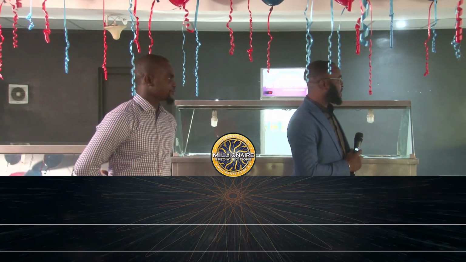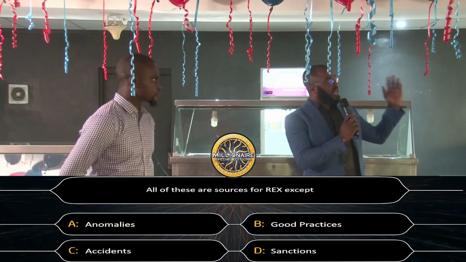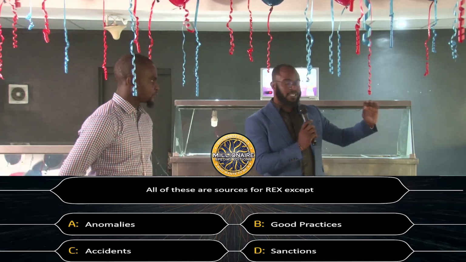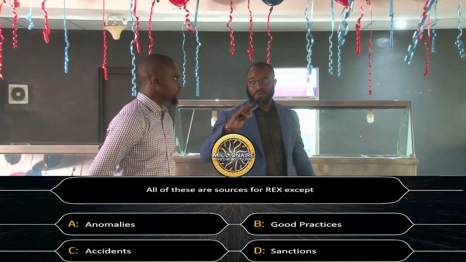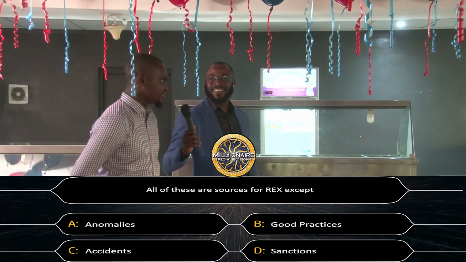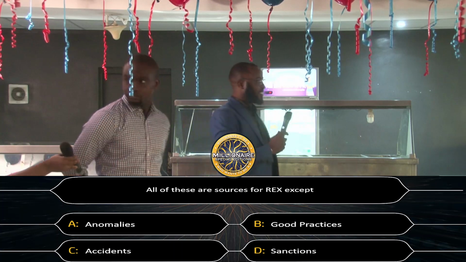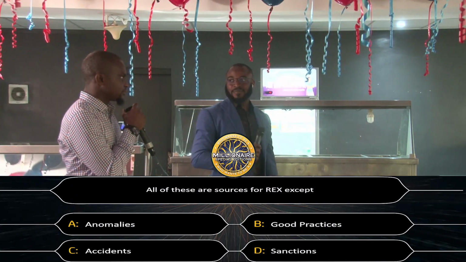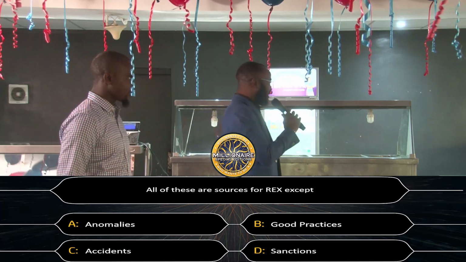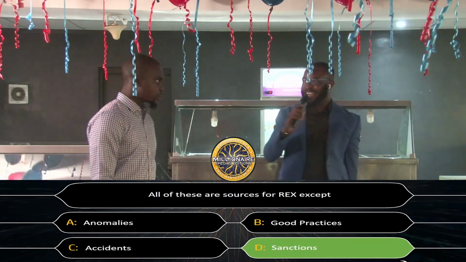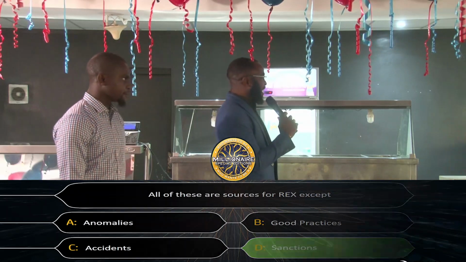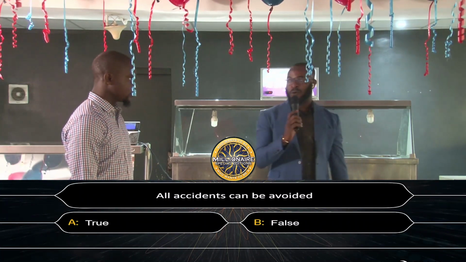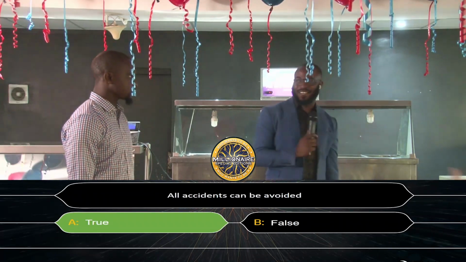All of these are sources of wrecks, except A, anomalies, B, good practices, C, accidents, D, sanctions. Remember, you have a lifeline. Sanction. Is that your final answer? The sanctions. Okay, computer, let's see the final answer. The correct answer. Correct. Congratulations. Next. All accidents can be avoided, true or false? True. Correct. Congratulations.